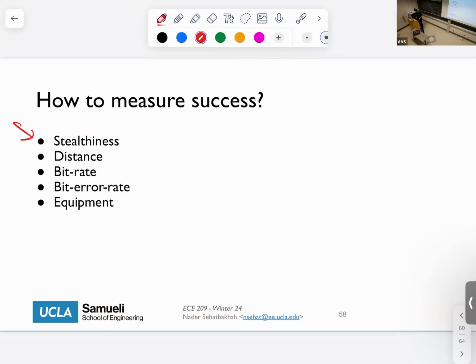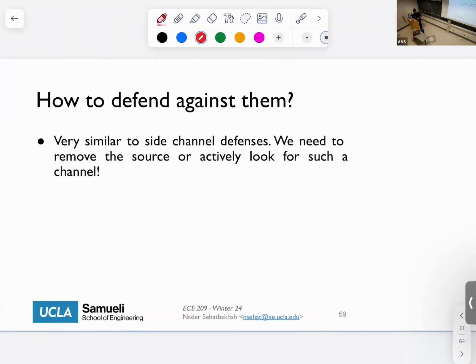The bit rate, we already discussed. Also important is the bit error rate, usually abbreviated BER, which means I can send things, but how accurate is that measurement? So how do we reduce the bit error rate? By better synchronization, changing the bit rate, and all those things. And of course, the equipment needed for receiving the signal is important. If it needs to be very sophisticated equipment versus simple equipment, then that changes the dynamic of your covert channel.